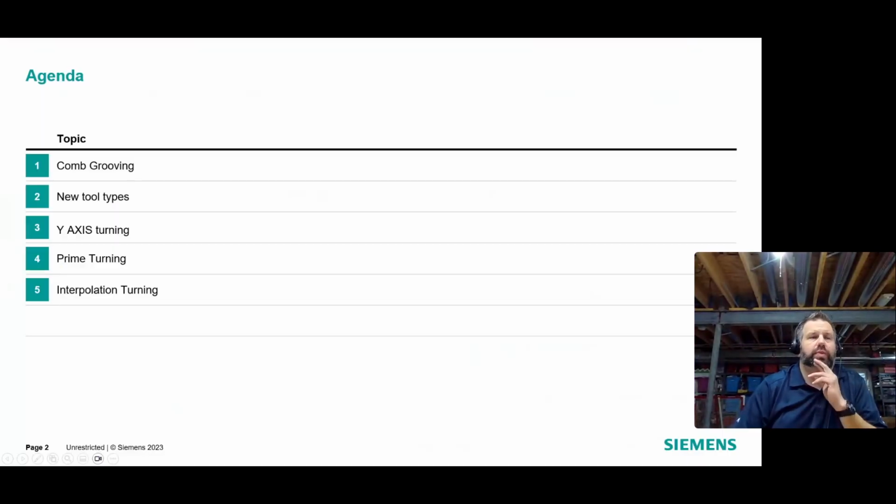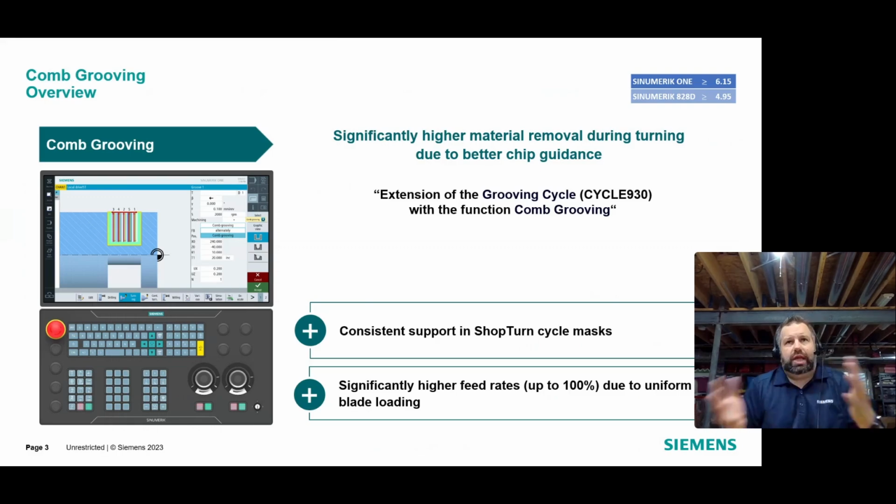The first one is comb grooving. What is comb grooving, how do we utilize it, and why utilize it? We have this cycle that we call comb grooving or grooving cycle, and inside the grooving cycle, we have an option for comb grooving. We didn't have that before, and now we do. The reason why this is so effective, and we'll see the demonstration of this, is it can save you, in some cases, up to 100%, depending on how your groove is. It definitely gives you a way quicker way of roughing out a groove on a turning machine. So let's take a look at that.